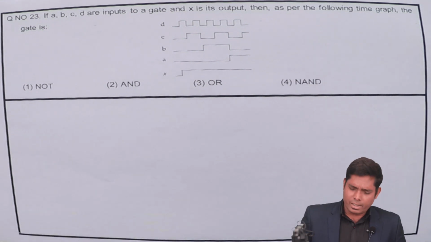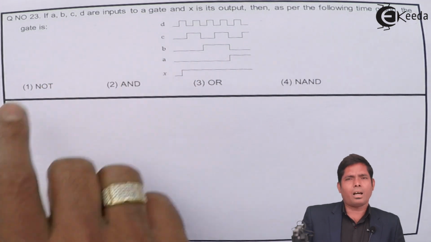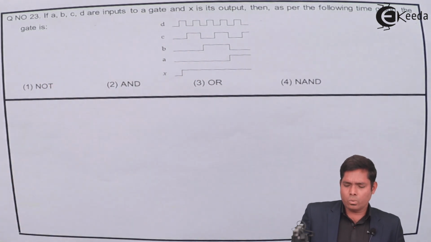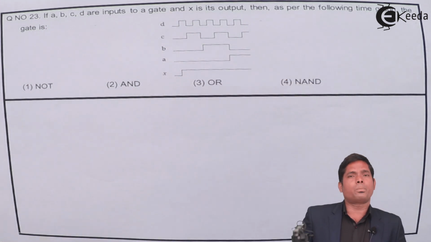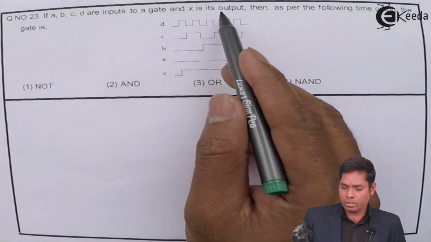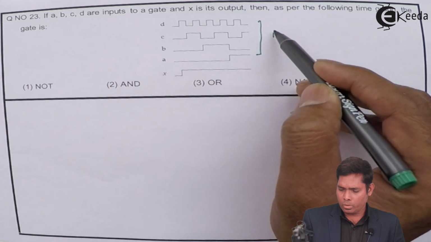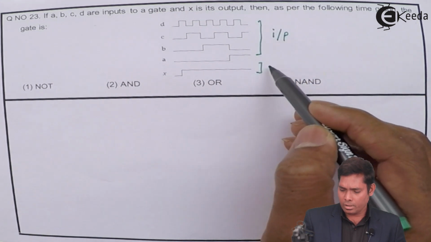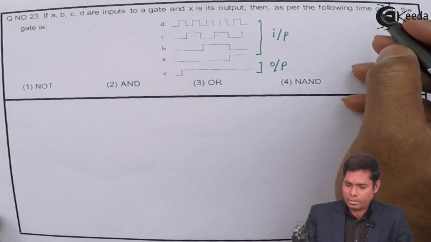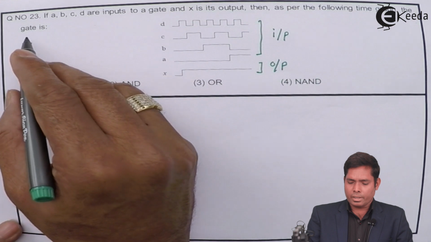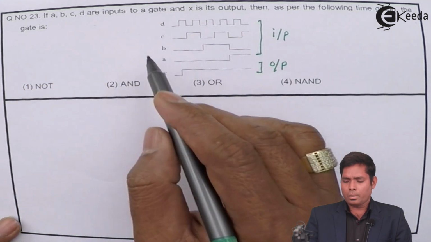The question says, A, B, C, D are inputs to a gate. These are the inputs A, B, C, D. Four inputs are there, and X is the output. This is the only output that is here. Now, as per the following time graph, you have to name which gate this represents.